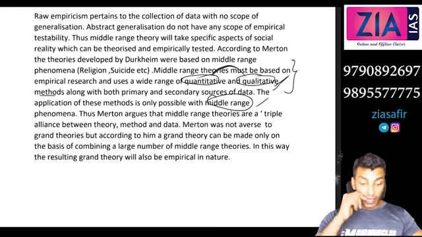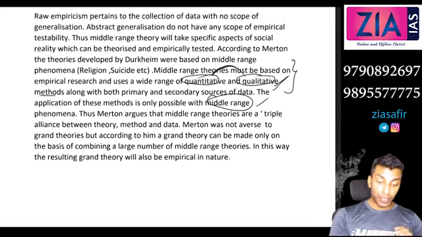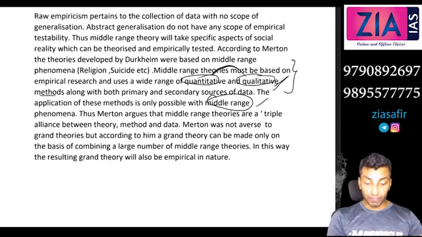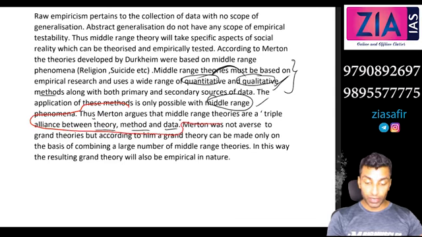Thus, Merton argues that middle range theories are a triple alliance between theory, method and data. This line has to be there in your answer, in your conclusion, if a question is asked on middle range theory.